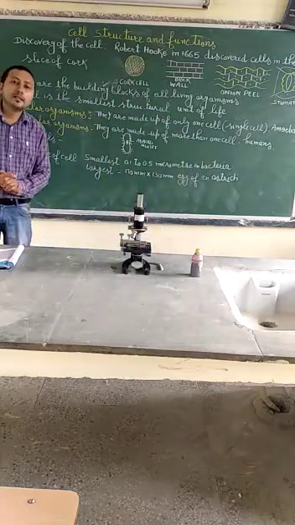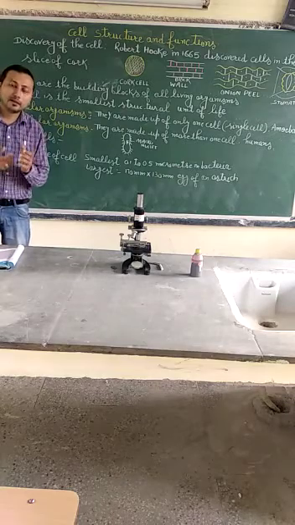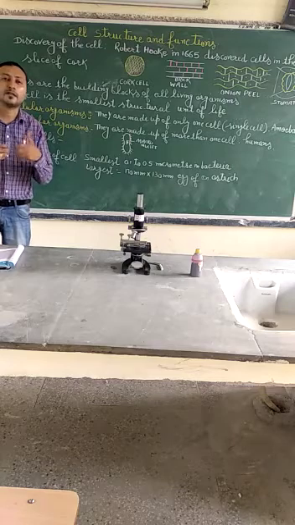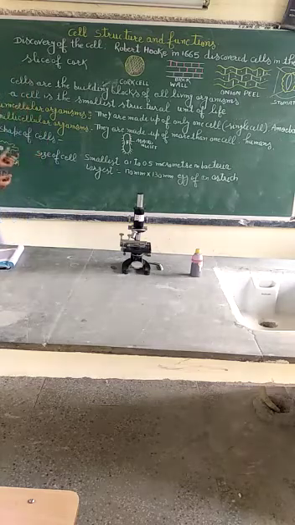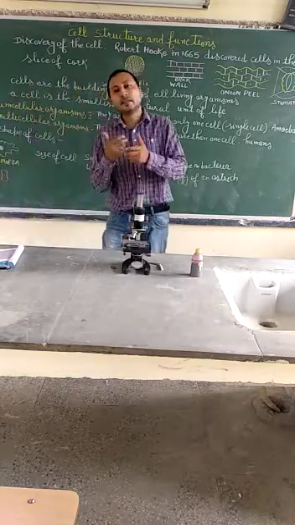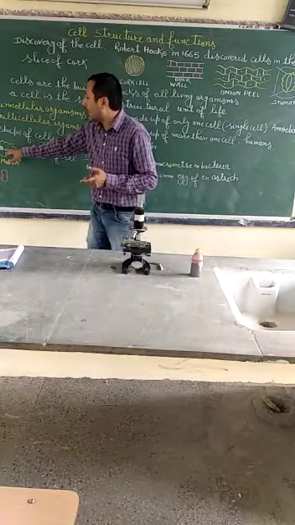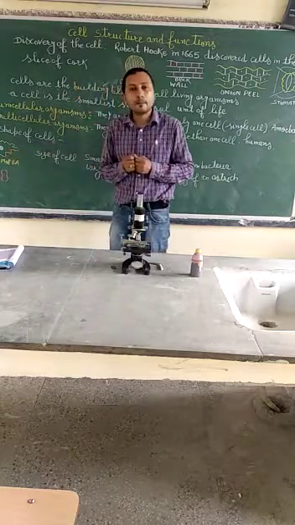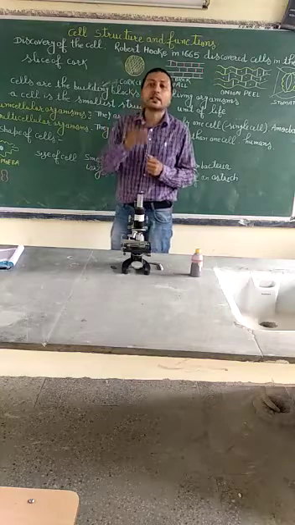The shape of the cell is a very important factor for the functioning of the cell. All the cells are not of the same shape. When I talk about amoeba, it has an irregular shape, and this shape keeps continuously changing. And why is this shape changing? Because this amoeba has to move in the water and engulf the food material. So it keeps on changing its shape.